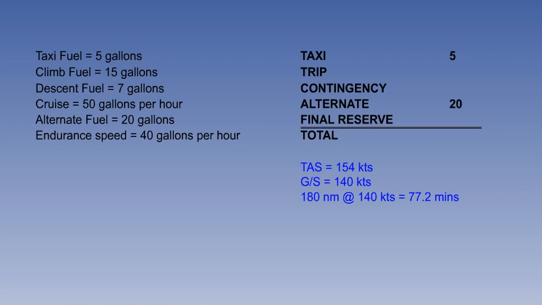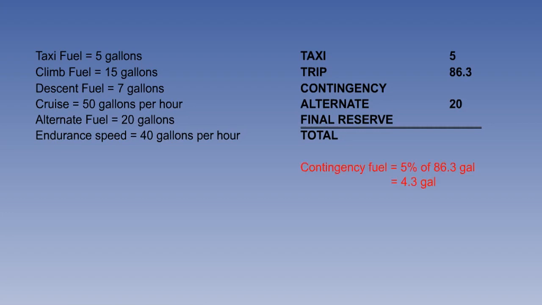180 nautical miles at 140 knots ground speed gives a time of 77.2 minutes. 77.2 minutes at fuel consumption of 50 gallons per hour equals 64.3 gallons of fuel burned. If we now add the fuel for the climb and descent, the resultant is the trip fuel of 86.3 gallons.